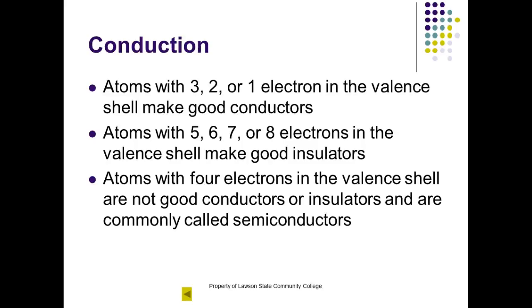Atoms with 4 electrons in the valence shell are not good conductors or insulators and are commonly referred to as semiconductors, like germanium or other ones. We have all kinds of semiconductors. Usually we like to use the ones that are solid.